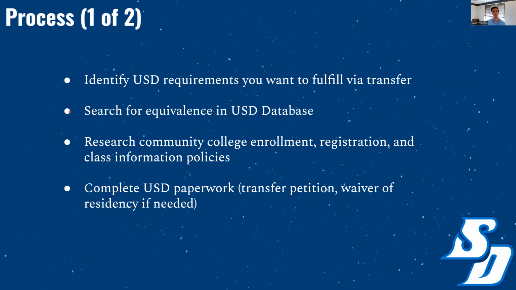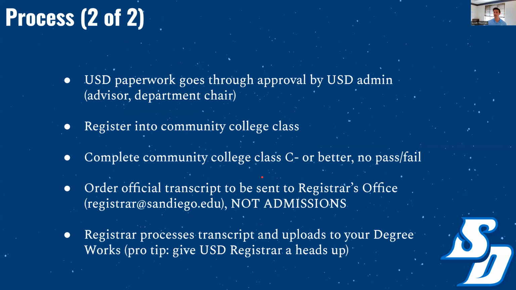You will need to research the community college enrollment, registration, and class info policies. That's going to be your next step. You will need to start and complete your USD paperwork. That's your transfer petition, your waiver of residency if needed. Next, you would submit that and it goes through approval by the USD admin. That's usually your assigned academic advisor and the department chair of that class that you're seeking credit in.